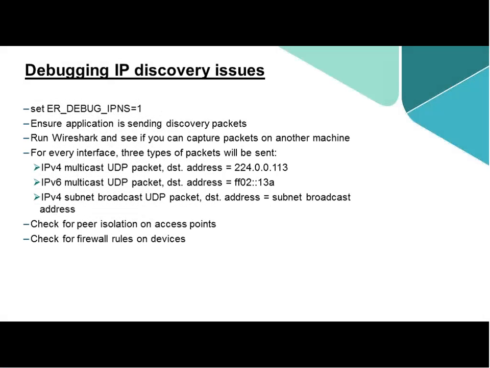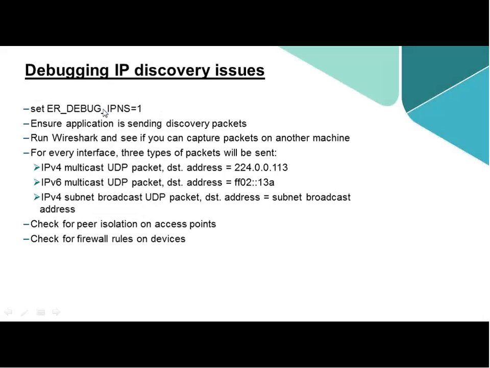So we will now see some of the commonly seen discovery related issues. If you want to debug discovery related issues, you have to enable the module IPNS, and you will capture logs from that module and you can post it on the forum so that some developer can take a look into that. The first step when discovery is not working between device to device is to ensure that the AllJoyn application is correctly sending all the packets.